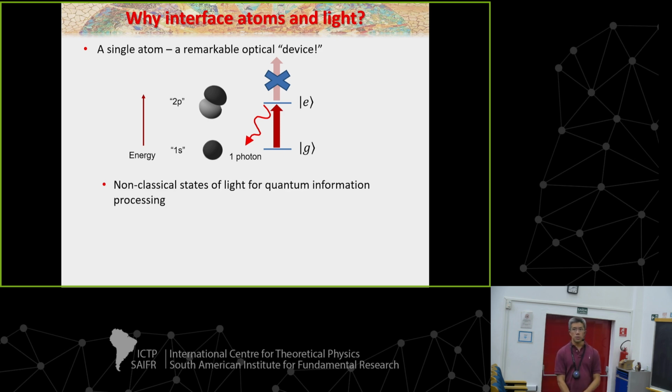Okay, so this shows you that this very basic system of a single atom is already capable of generating non-classical states of light, and then these non-classical states of light could, in principle, be useful for things like quantum information processing.